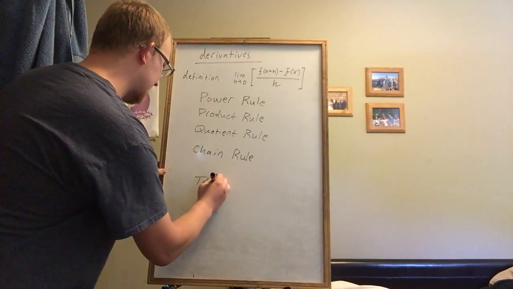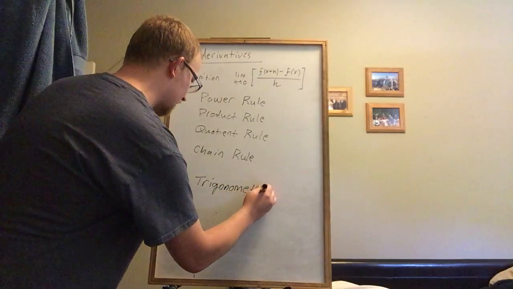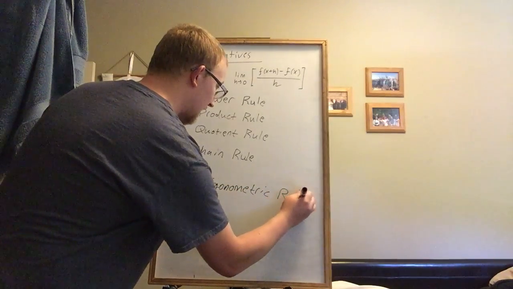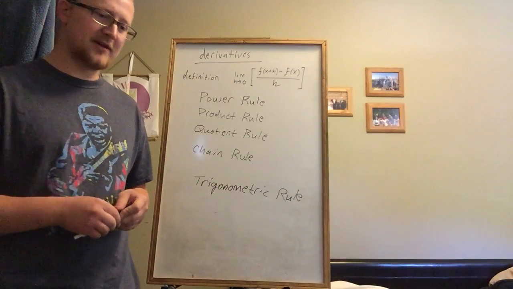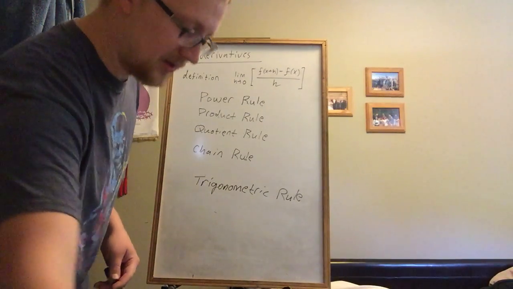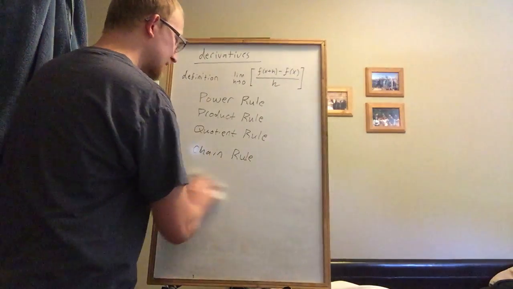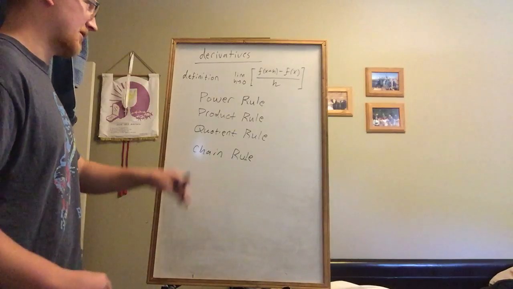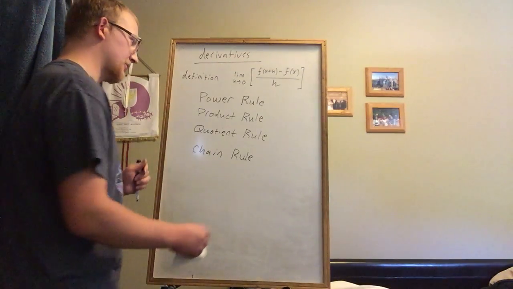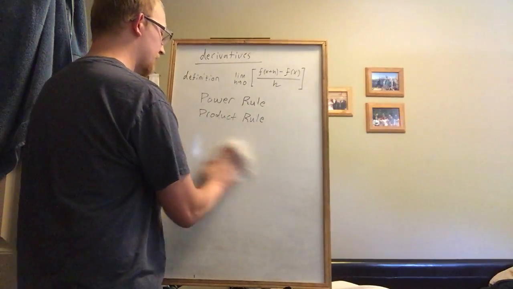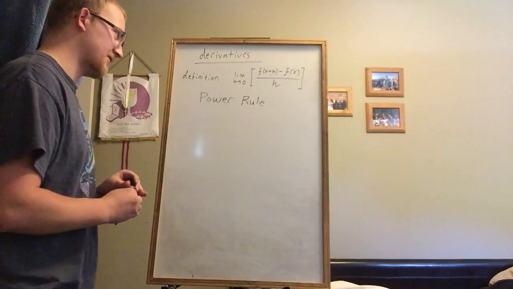There are going to be several trigonometric rules that mainly just have to be memorized, or in your class you're provided a table of derivatives that you can use to help yourself during a test or homework. So these are the four major rules, and I'm going to focus on the power rule right now. Let's just focus on the power rule. I'll do the product and quotient in the next video.